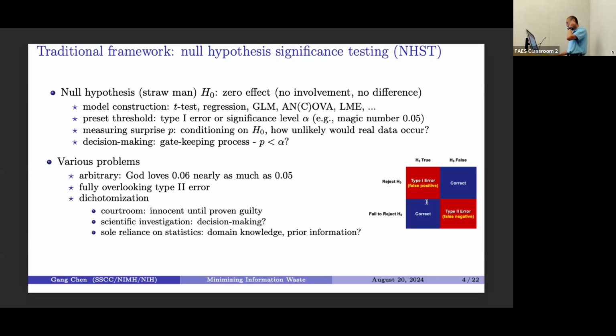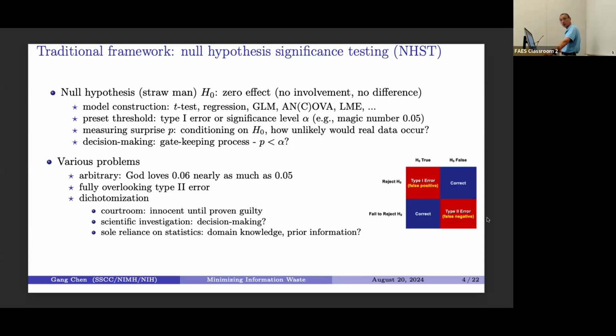It's 2 by 2. Why is it 2 by 2? The two columns correspond to the null hypothesis: the first, the null hypothesis is true, meaning zero effect; the second, the null hypothesis is false. Then we need to make a decision, so those are the two rows. The first row is we believe the null hypothesis is false, so we reject it. The second row is we accept it. So that's why it's 2 by 2.